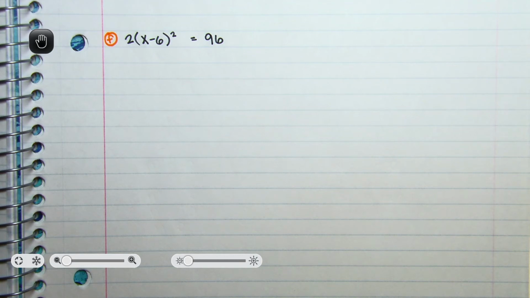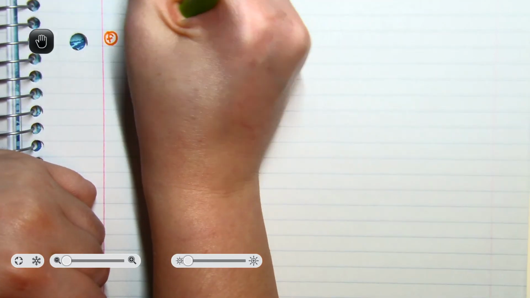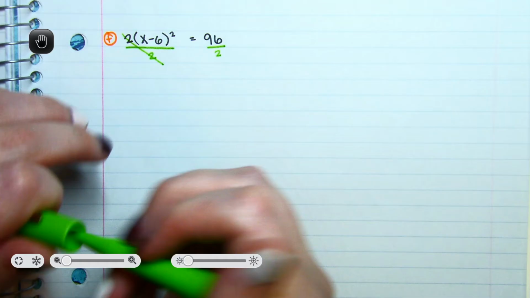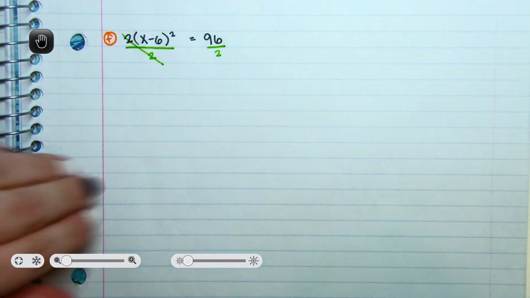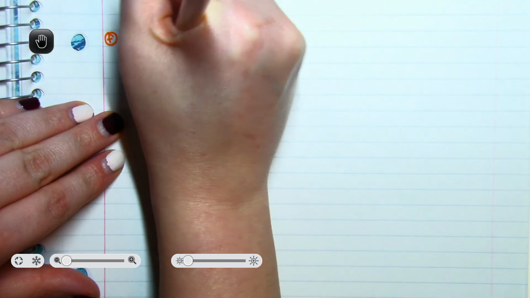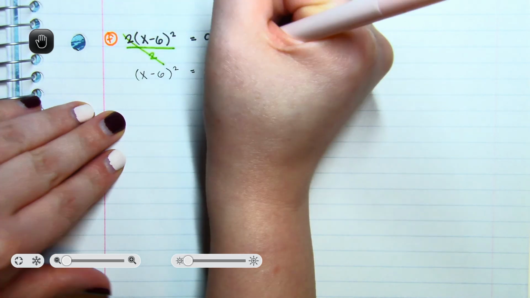What am I going to do first? You said divide both sides by 2. You are correct. So this one's nice. We only have to do one thing to get our squared term by itself, get the squared term isolated. So now we will have x minus 6 quantity squared equals 48.